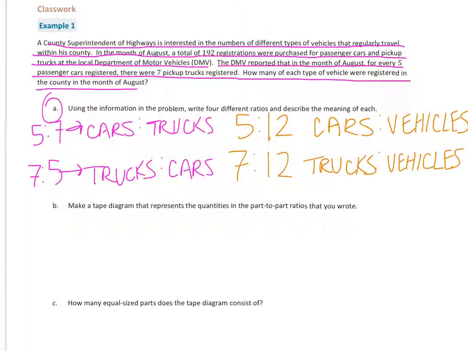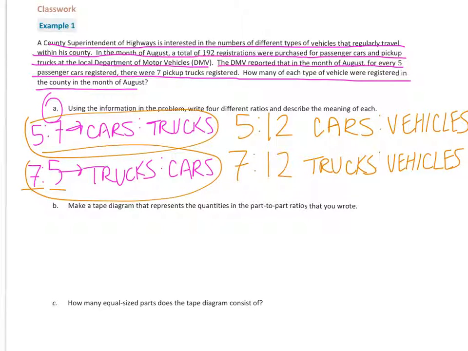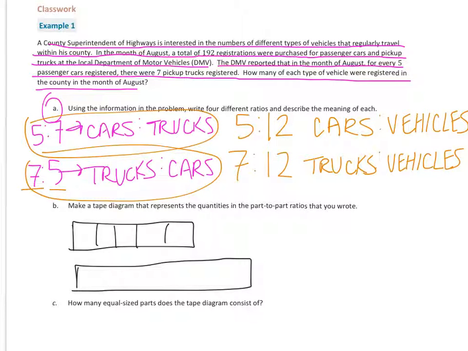Now make a tape diagram that represents the quantities in the part-to-part ratios you wrote. So remember, these are the part-to-part. Because 5 and 7 are just parts of how many vehicles there were total. So our tape diagram, 1, 2, 3, 4, and 5. And then the bottom one's going to need 7 to represent our 5 to 7. And then let's see, we're going to label C for cars, T for trucks.